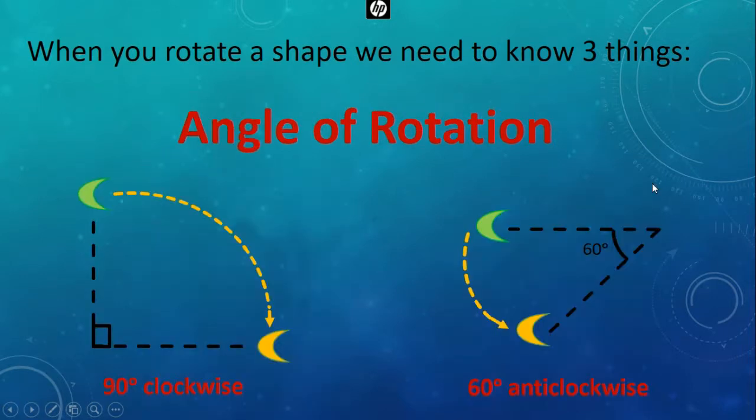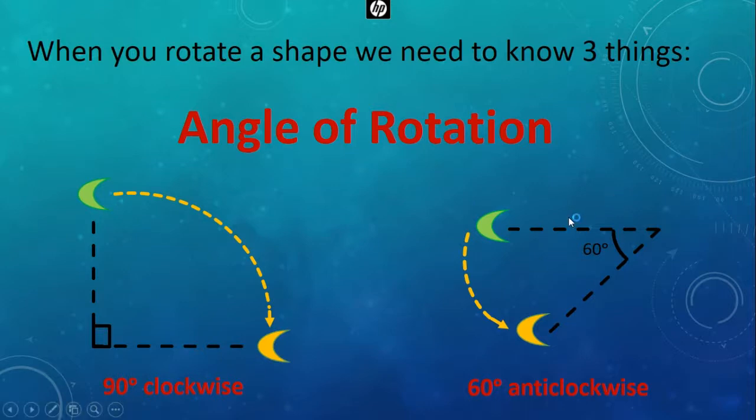We also need to describe our rotations using the angle of rotation. In this first diagram here, we've got the green moon, and the green moon has been rotated, it's been turned to the yellow moon position. Now it's moved in a clockwise direction because that's the way the hands move on a clock, and we can see that the angle of the rotation is 90 degrees. So the green moon to the yellow moon has made a 90-degree angle. So we would describe this rotation as 90 degrees clockwise.